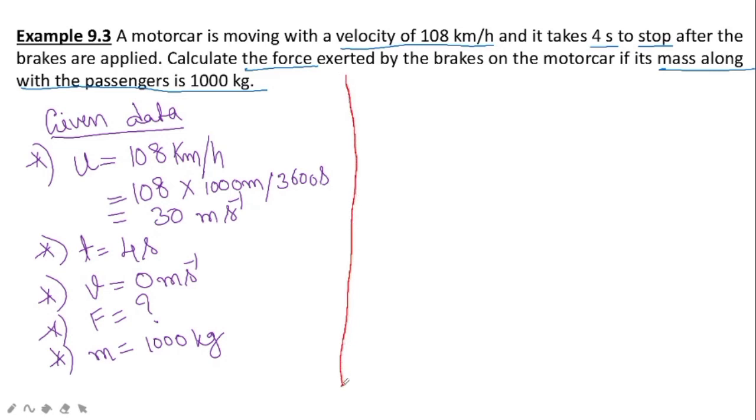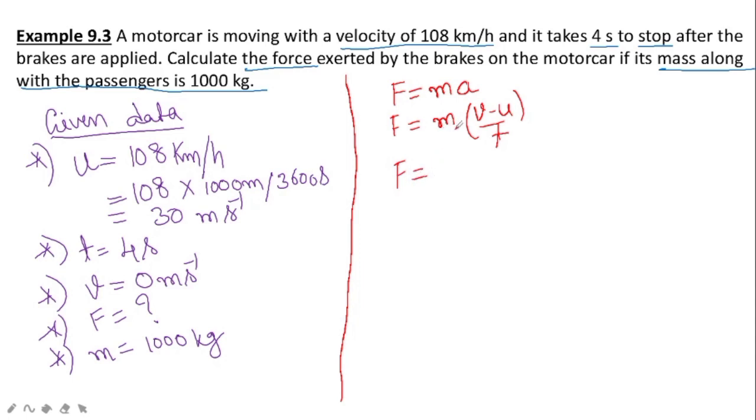So now what is the formula? Same. Since we need to find the force, according to Newton's second law of motion, it is F equal to ma. So there is no acceleration given here. Instead of that, we have the data which is related to acceleration. So it becomes F equal to m into (V minus U) by t. Then substitute the values here.